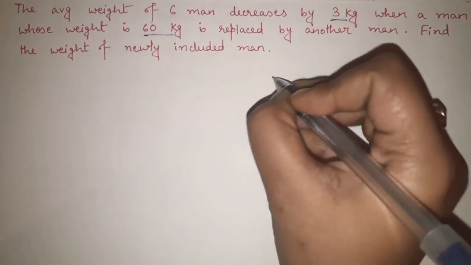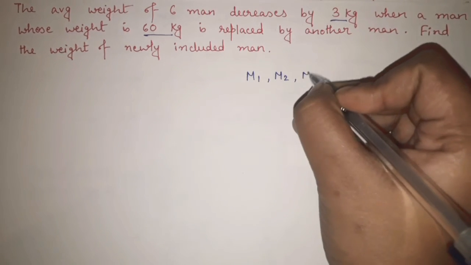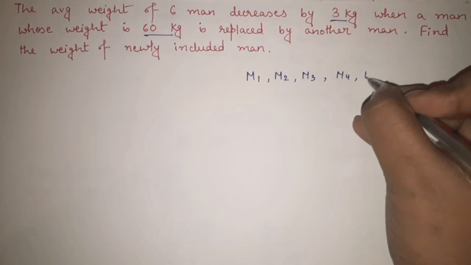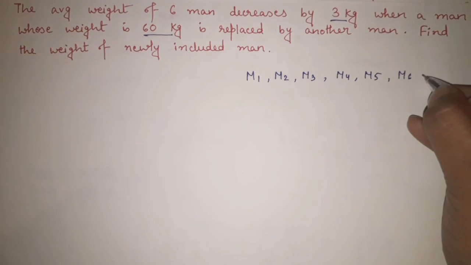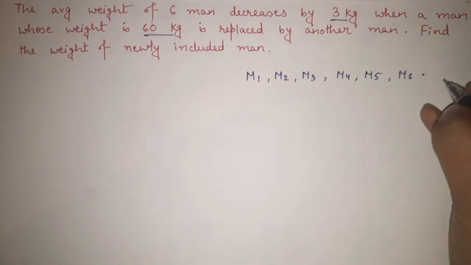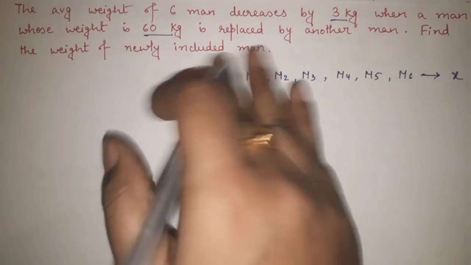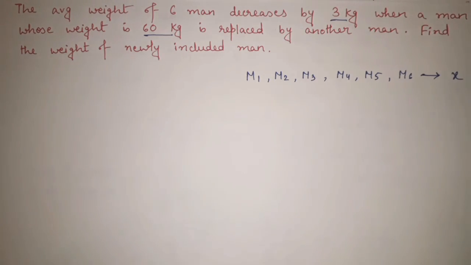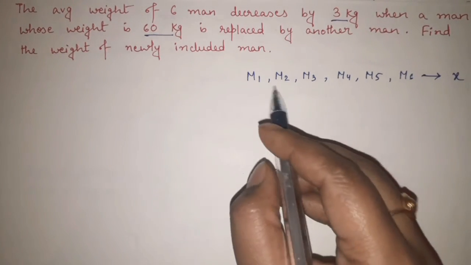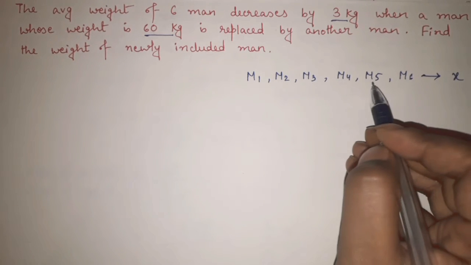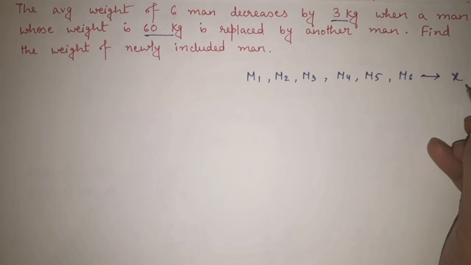You understood it? First of all, there were 6 men. Let's say M1, M2, M3, M4, M5 and M6. Initially we were having 6 men and their average weight, let's say, was X, because they have not given any average weight. Fine, I'm making you understand the question first. Let's say we were having random 6 men, M1, M2, M3, M4, M5 and M6, and let's say their average weight was X.